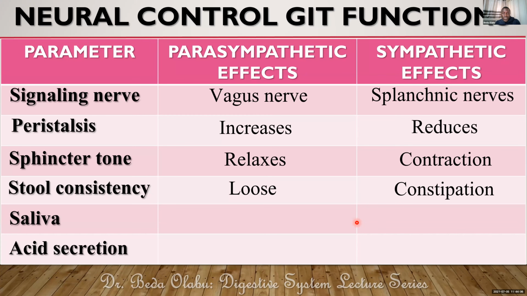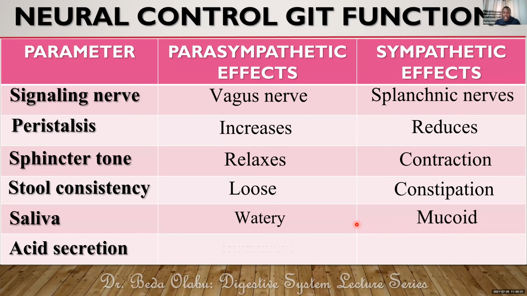Saliva is unique. Usually we talk of opposite effects of sympathetic and parasympathetic nervous system. But for salivary function, we don't talk of opposite effects. We talk of different effects. Parasympathetic system promotes production of watery saliva, while sympathetic system promotes production of mucoid saliva.